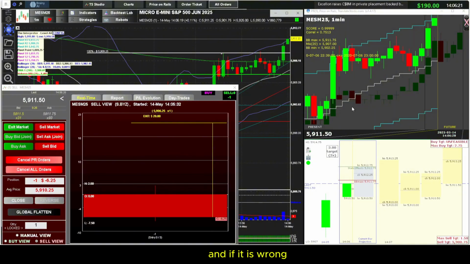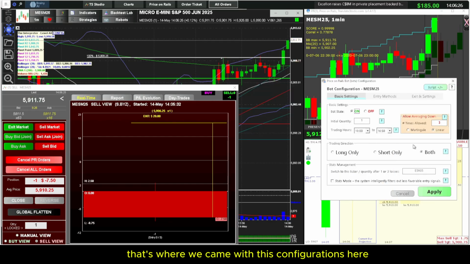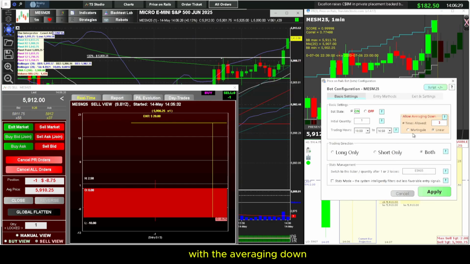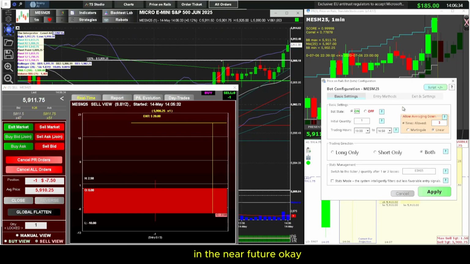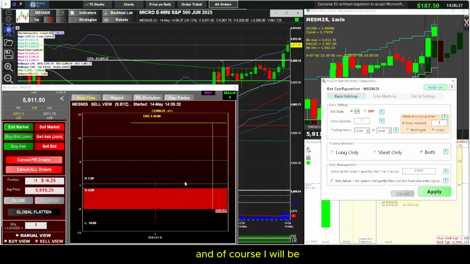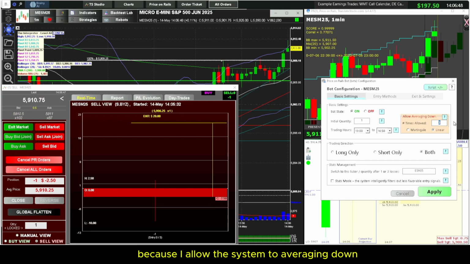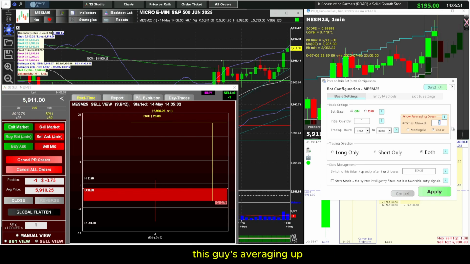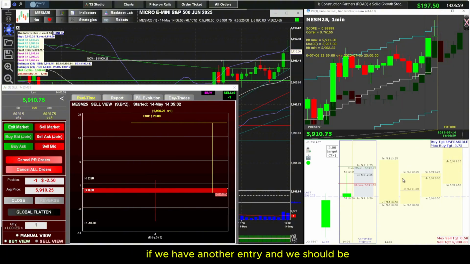And what if it is wrong? That's where these configurations come in, with the averaging down. If it's wrong, maybe we will have another sell point in the near future. Of course, that sell point will be better than my initial entry point. And it will not trigger a stop loss, because I allow the system to average down. It will just increase my position if we have another entry.